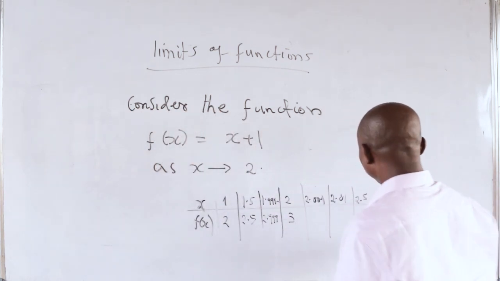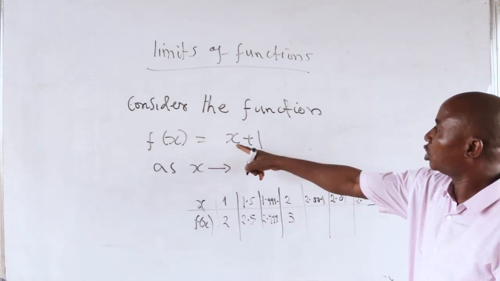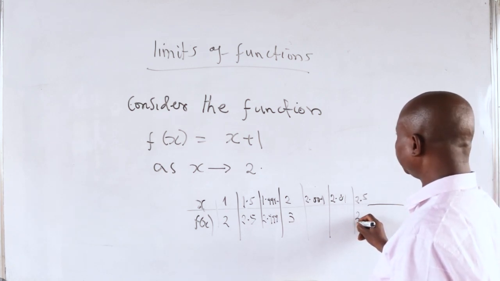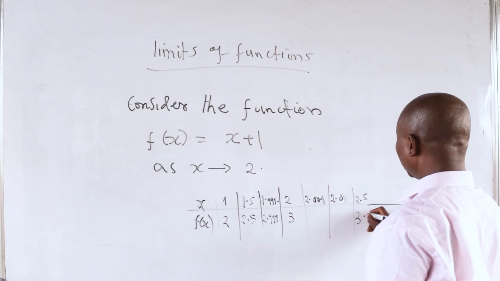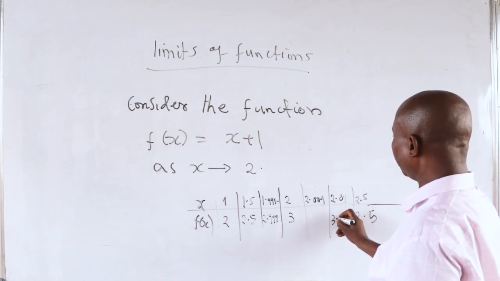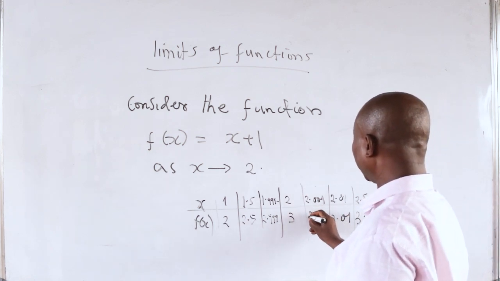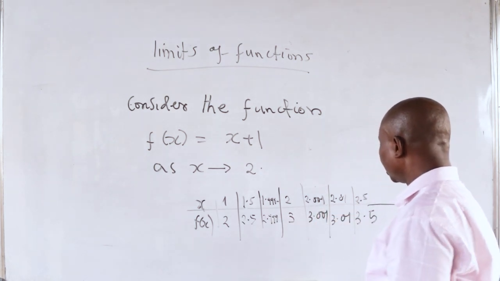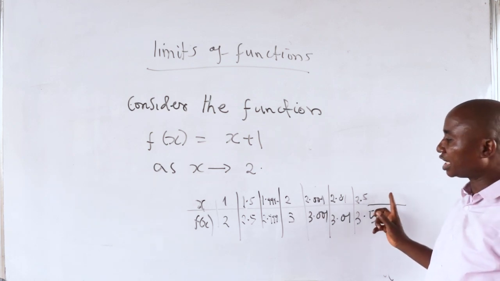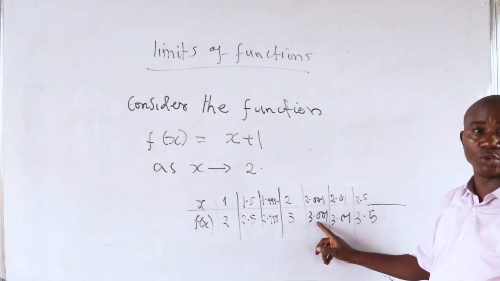Now, what happens if we start from the right hand side? At x equal 2.5, what would be the value of f of x? This is going to give me 3.5. And this one, I'm going to get 3.01. This one is going to give me 3.001. So you see again that as we move far away from 2, and then we start coming close to 2, the images are getting closer and closer to 3.